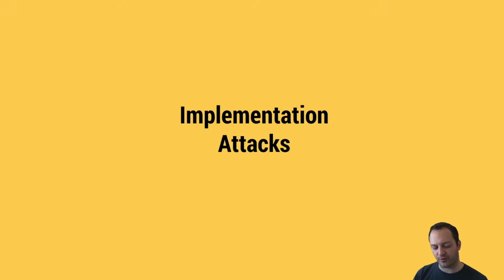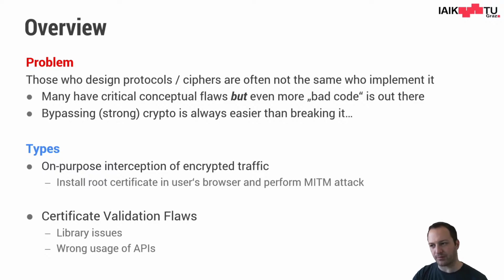So that brings me to implementation attacks. That's another category of how you could attack TLS. The problem is very shortly explained. Those who design a protocol or a cipher are very often not the same persons who implement it. And if these persons who implement it are not savvy enough to consider all the security critical aspects, then something can go wrong. And breaking crypto is usually harder than just bypassing it. So if you don't have the computational resources to break something, just try to bypass it.